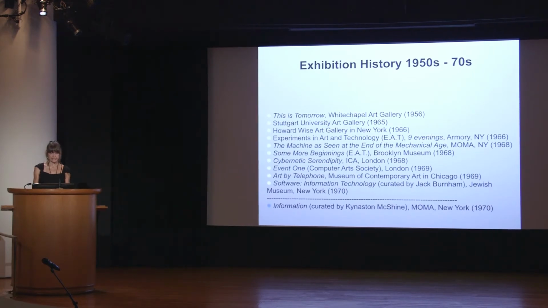When we're looking at the exhibition history from the 1950s to the 70s, you see a lot of seminal shows in that area. In the mid-60s already, there were two exhibitions at the Stuttgart University Art Gallery, which showed Georg Nees and Frieder Nake, and the Howard Wise Gallery in New York, featuring Michael Noll and Béla Julesz, that particularly focused on code art that took the form of prints at the time.